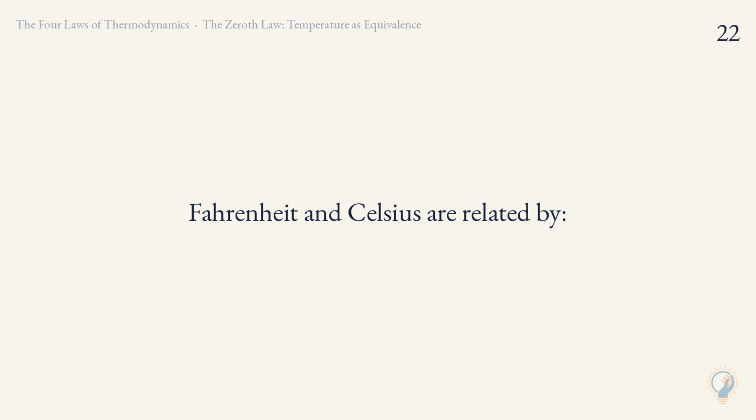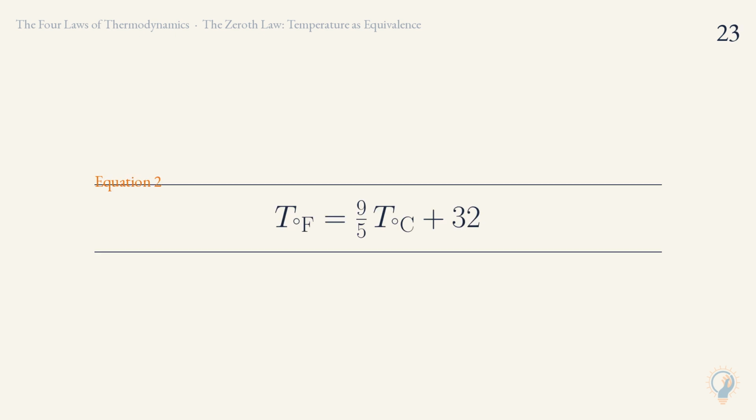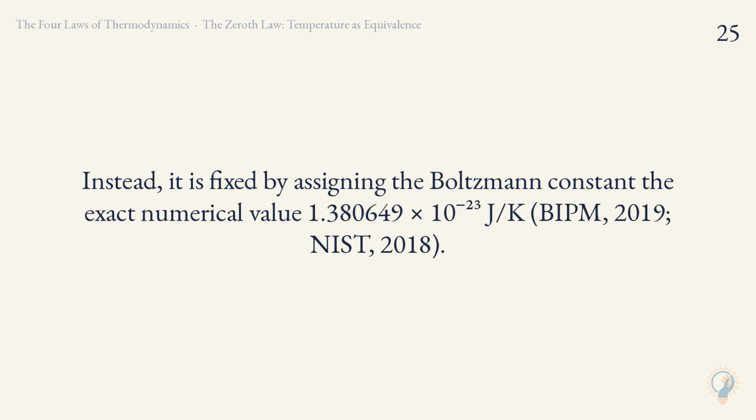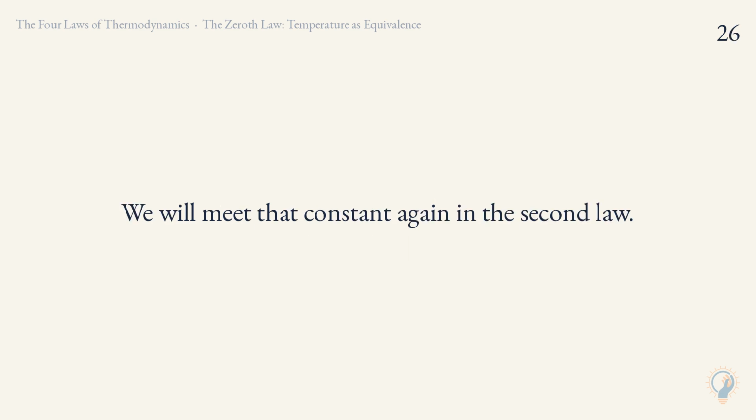Fahrenheit and Celsius are related by Equation 2. T sub Fahrenheit, temperature in degrees Fahrenheit, equals 9/5 T sub Celsius plus 32. Since the 2019 SI redefinition, the Kelvin is no longer tied to the triple point of water. Instead, it is fixed by assigning the Boltzmann constant the exact numerical value 1.380649 times 10 to the negative 23 joules per Kelvin. We will meet that constant again in the second law.